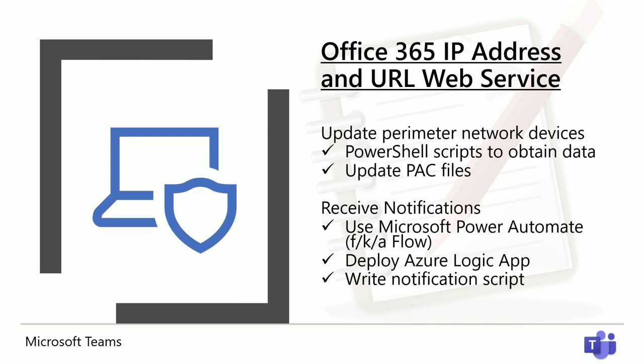All right, so customers can use the web service for O365 IPs and URLs. And this can be used for a couple of things. So we have a lot of our network partners that use this on their perimeter devices.